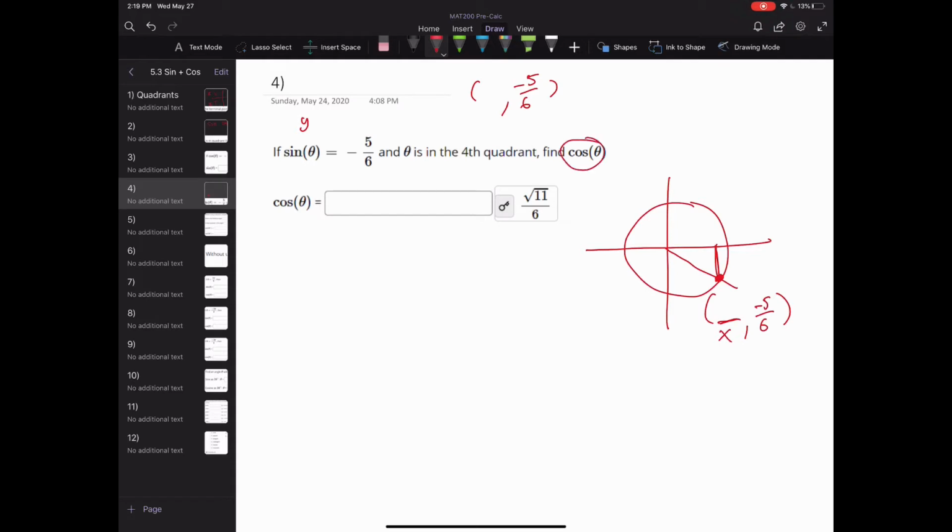Cosine of theta is really x, sine of theta is really y. Right? Use the Pythagorean theorem. Don't forget that the radius is 1, which is the hypotenuse in this case. It is a right triangle. You know, solve. This is 5 over 6.